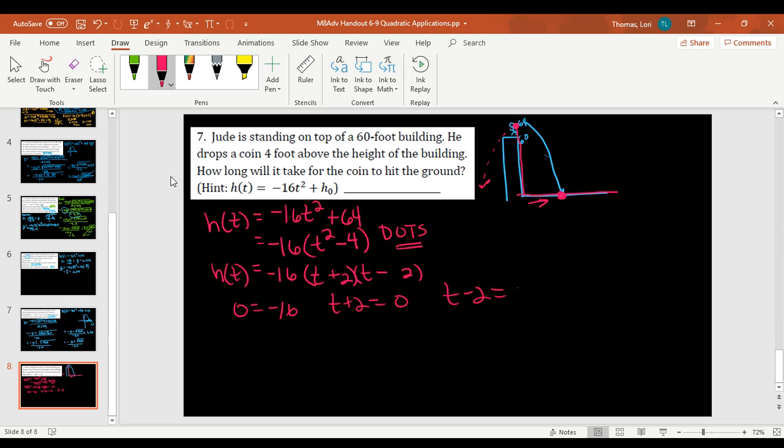And we know several are irrelevant. This is false. This is going to give me negative seconds. And this is going to give me the seconds I'm looking for. So this is 2 seconds. This root is negative 2 seconds, which is irrelevant. So it takes 2 seconds for the coin to land.